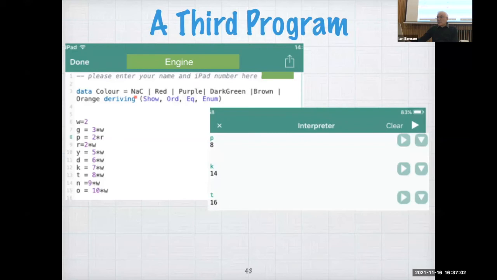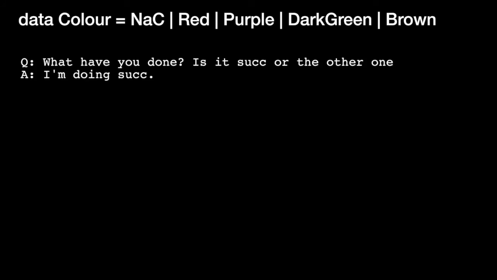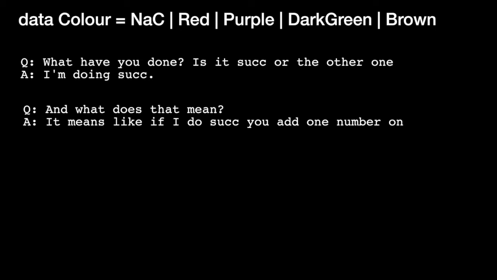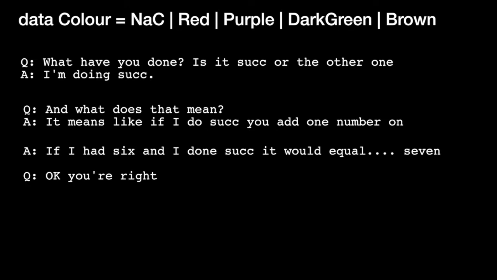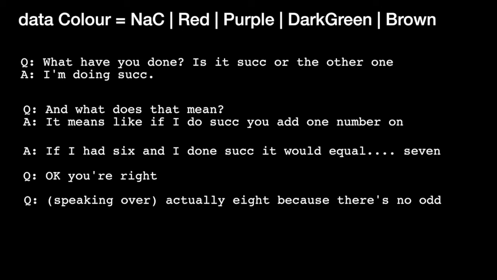And here I'm going to show you a young man who's working with the staircase where we removed every other rod, and he's asked to explain what the successor function does. What have you done? Are you doing suck, or what was the other one? Crib. I'm doing suck. Okay, and what does that mean? What does that mean you do? It means, like, if I do suck, you add one number on. Like, if I had six and I'd done suck, it would equal seven. Okay, all right. And then you do it as... It's actually eight because there's no odd.